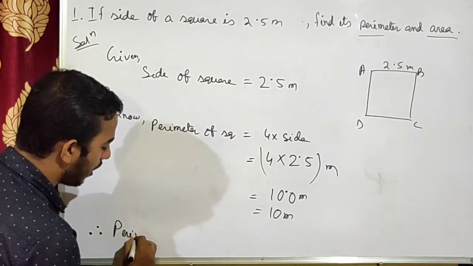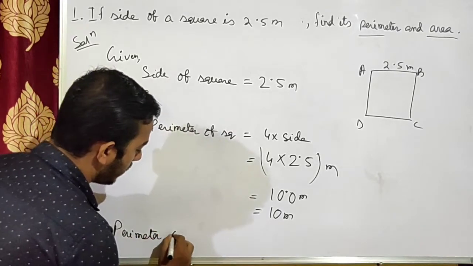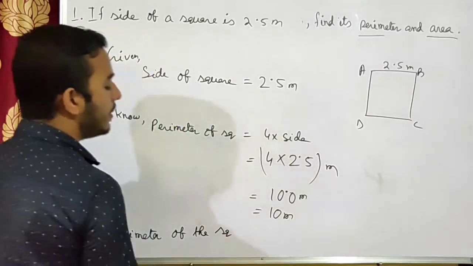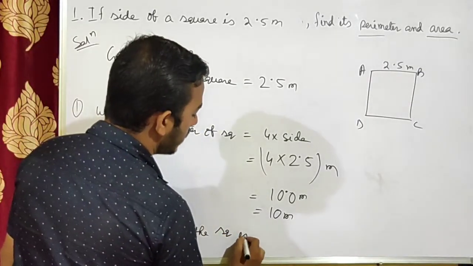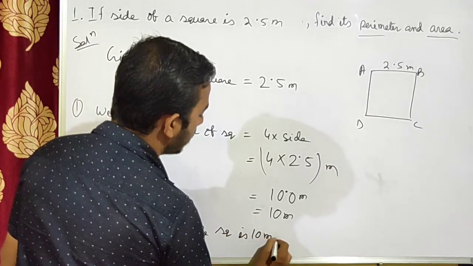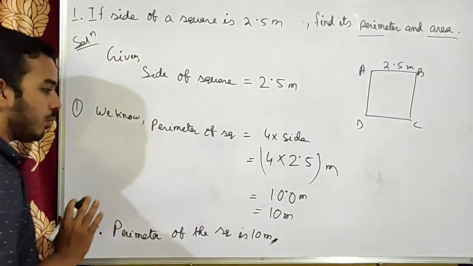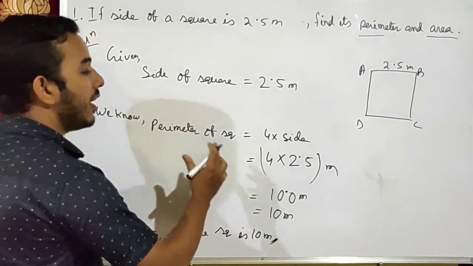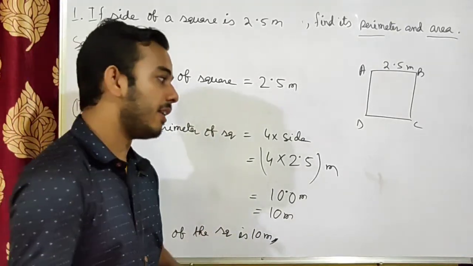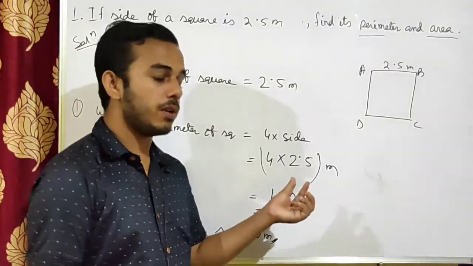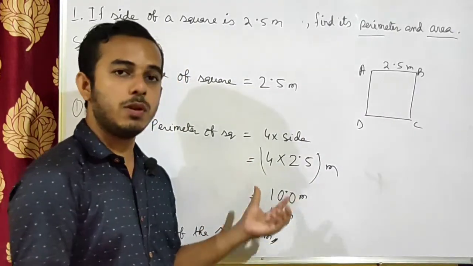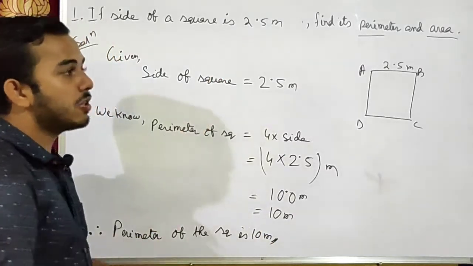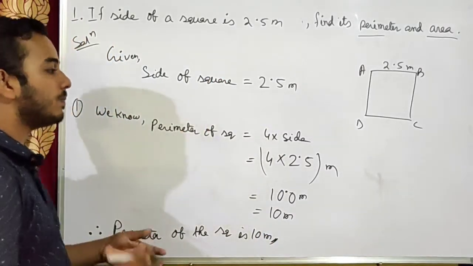Okay, so now we will write therefore perimeter of the square is 10 meter. I hope this is clear to you how to find perimeter. Just write the formula, that is 4 into side, and in place of side you put the measurement, that is the value of side, and multiply with 4, then you can easily find it out. Okay, now our next topic is what? We have to find the area.